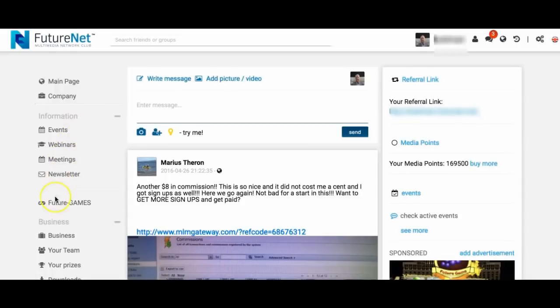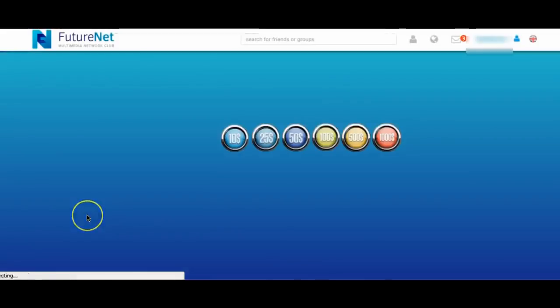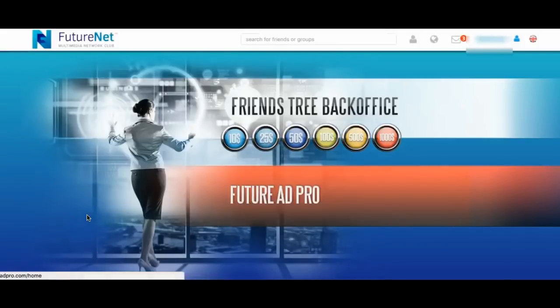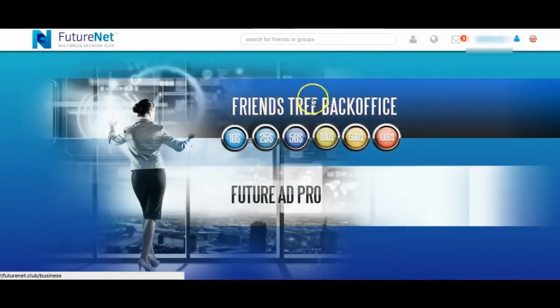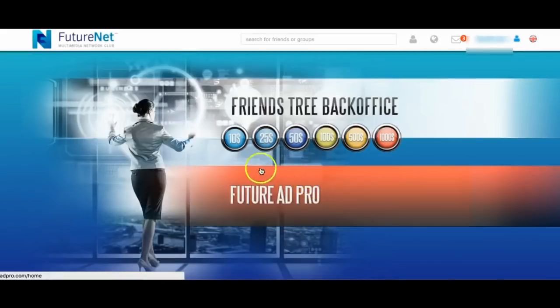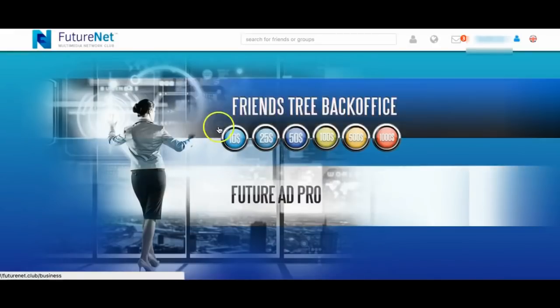If you're logged in to your portal, you have this item down here which says business. So we're going to go ahead and click on that business item, and I will see two things appearing. I have the Friends Tree back office. This is actually where the matrix is positioned and where the matrices are involved, because it consists of 6 different matrices. Below you have the FutureNet Pro, which is the advertising revenue share program that most people know. So now we're going to talk a bit about the Friends Tree back office.